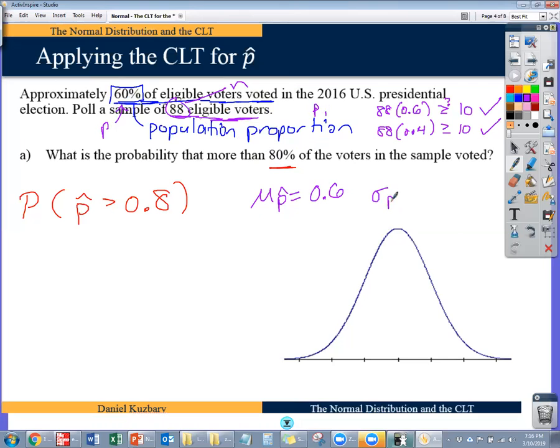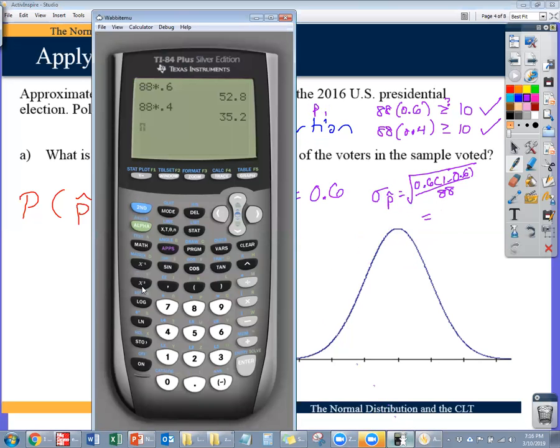And the standard deviation of p hat is going to be equal to the square root of p times 1 minus p all over n, which is 88. So I got to find this number, but this is going to be the standard deviation we use when we do this normal calculation. So I'm going to do the square root of 0.6 times 1 minus 0.6, which is also 0.4, all over 88, all in the square root. And I get 0.0522222.